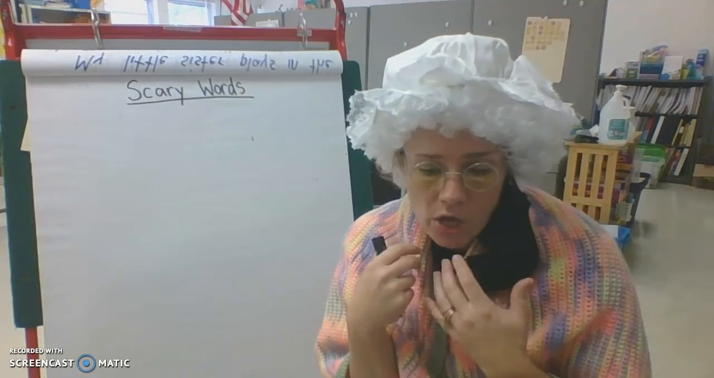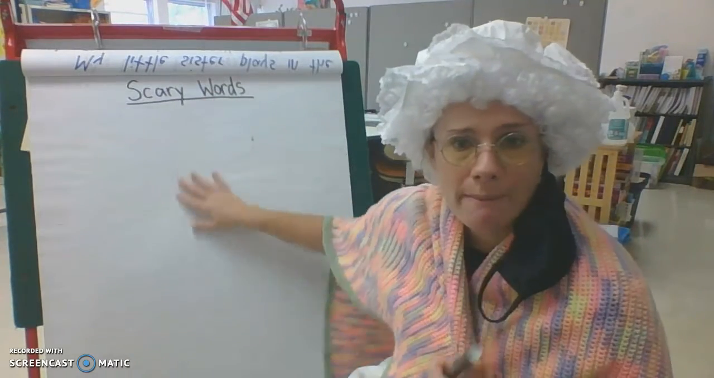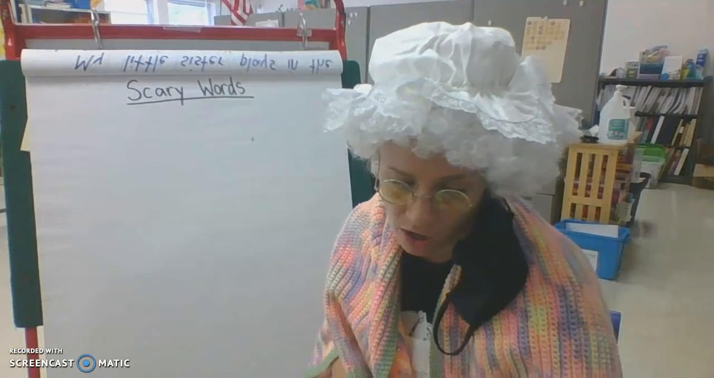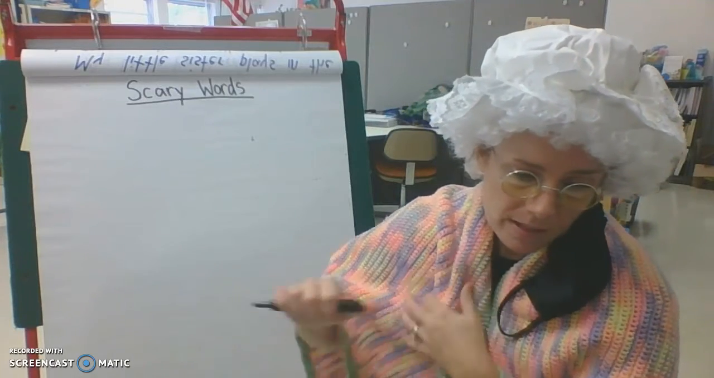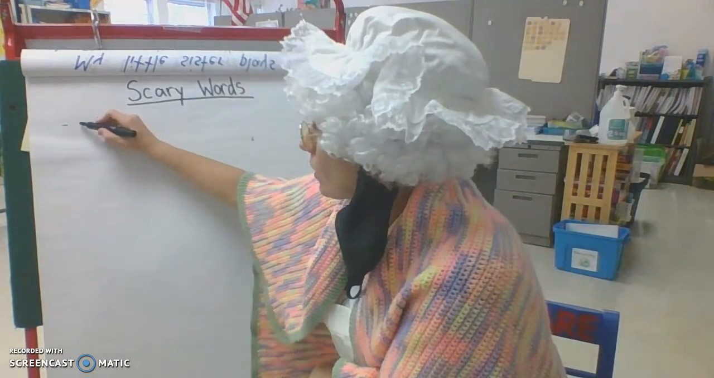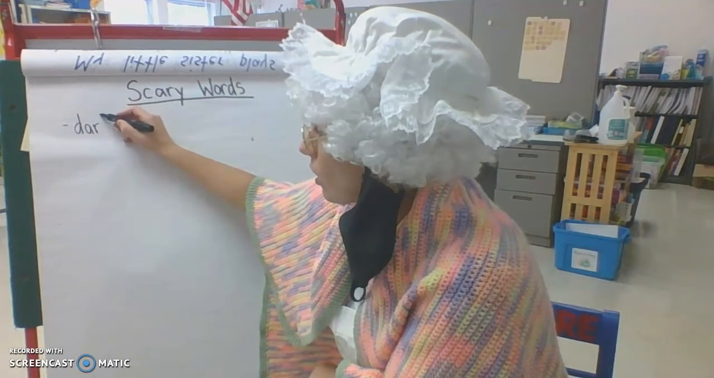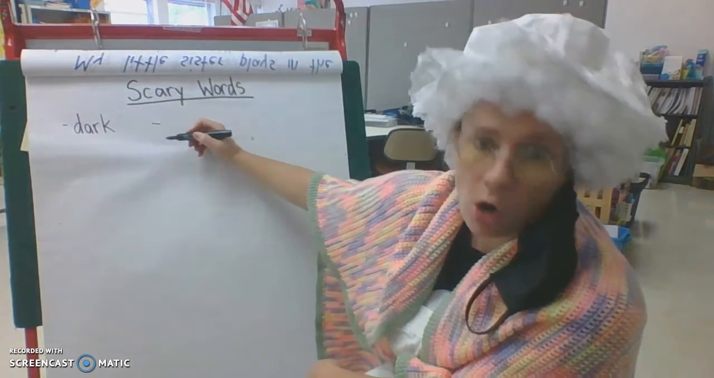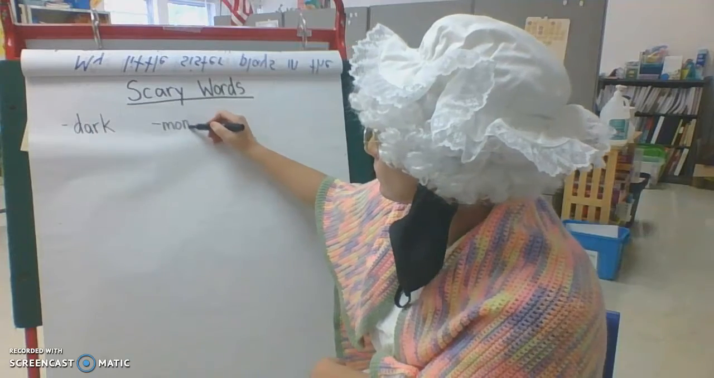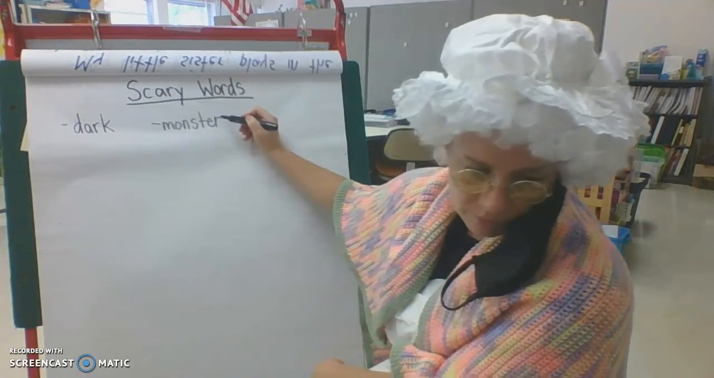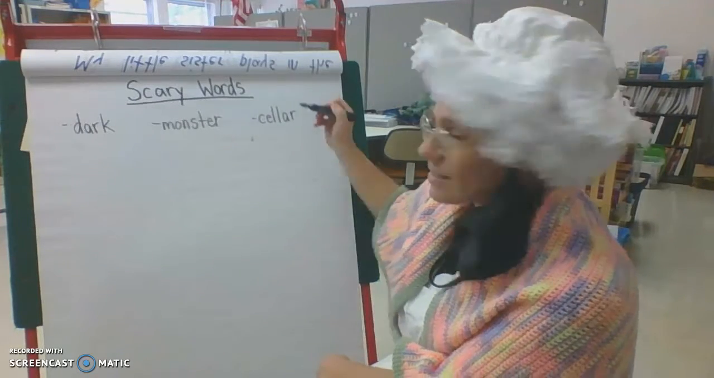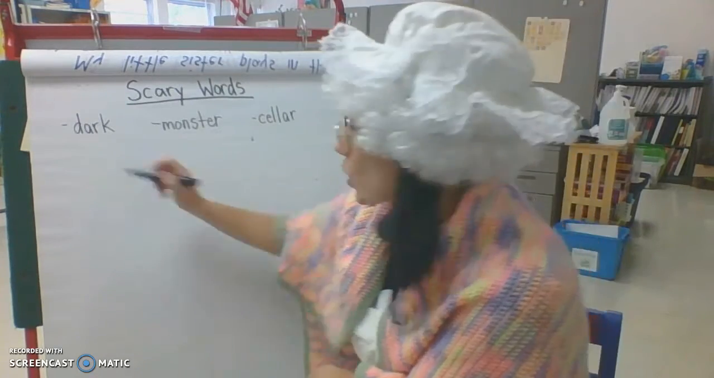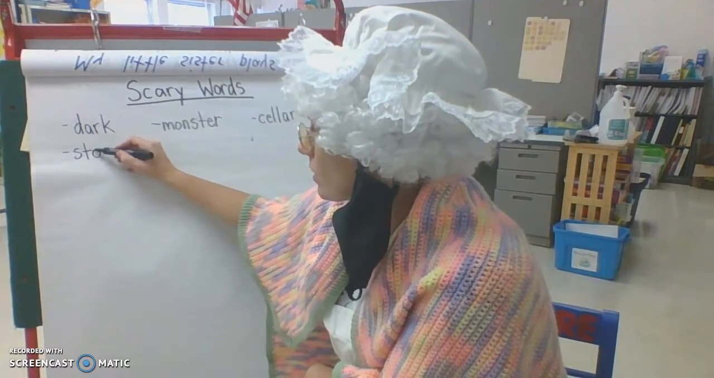That's right. So let's start by thinking, who remembers some of the scary words that the author used? I want to make a list to help us out. And in your slideshow on the next page, there's a list there for you too. What are some scary words? Oh, yes. Dark. What else? Monster. Cellar, yeah, the cellar sometimes is a scary place. Cellar is another word for basement. Stormy, a lot of times stormy nights, good.